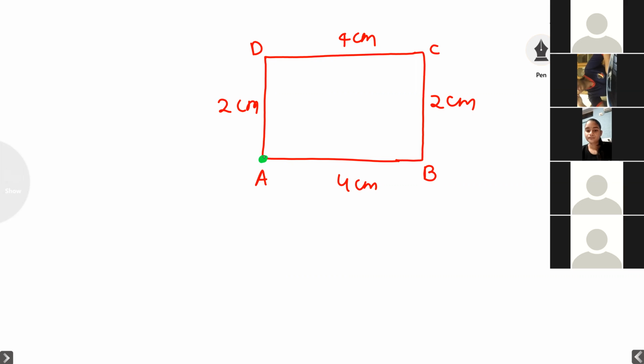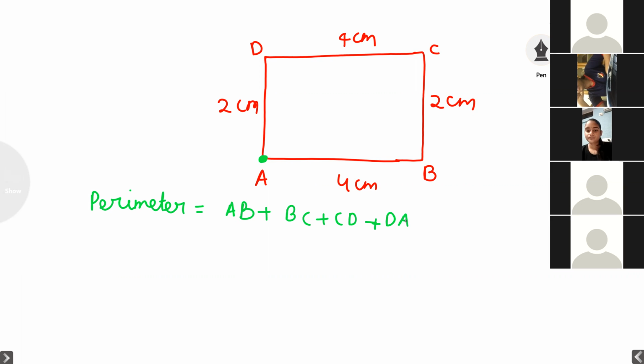We can go anti-clockwise also: AB, BC, CD, DA. It is not fixed that we can go only clockwise; you can go clockwise or anti-clockwise. Now how to calculate perimeter? Perimeter is equal to AB plus BC plus CD plus DA. I add all the lengths: 4 plus 2 plus 4 plus 2.